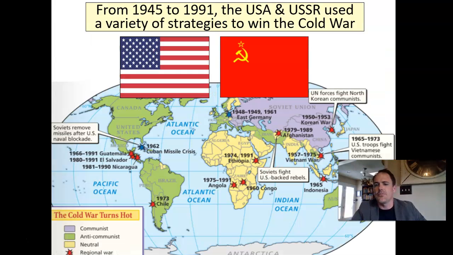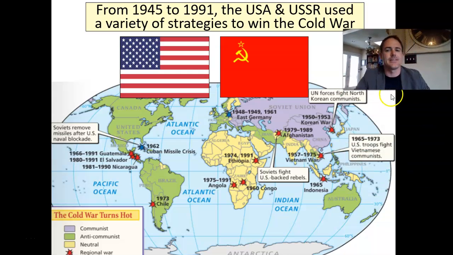But before we get to that, a little bit of a preview. This is our second lesson about the Cold War. So remember, from 1945 to 1991, there's a note-taking guide to go along with this. Print it, use it. It'll help you. So the USA, stars and stripes, and the USSR, hammer and sickle. That's the symbol for the USSR. A variety of strategies to win the Cold War. Remember, the Cold War is this ideological struggle between these two countries for world domination.